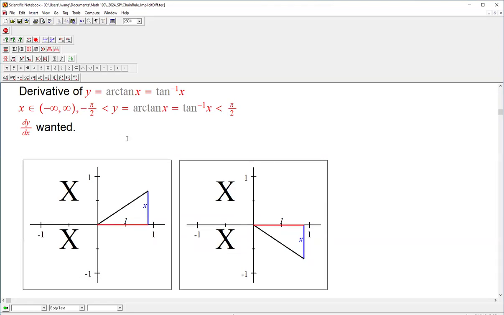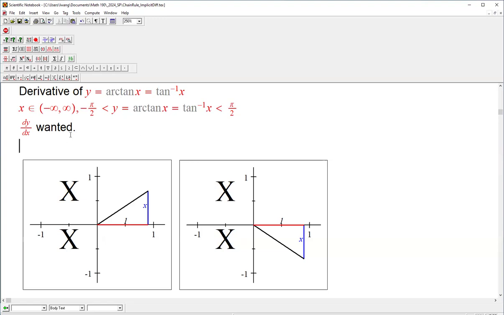Now, for ArcTangent, the domain is all real numbers. In other words, the ratio can be any real number. The range, which is y as an angle, is between negative pi over 2 and pi over 2, exclusive. Exclusive meaning it doesn't include negative pi over 2, and it doesn't include pi over 2 either. And once again, we want to find the derivative of arctangent.